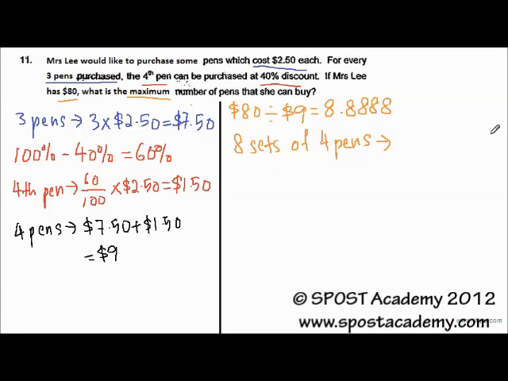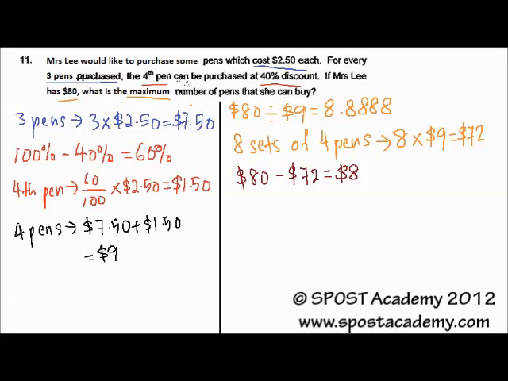So to pay for these 8 sets of 4 pens, she needs to pay an amount of 8 times every set, which is $9, and that gives us $72. So since Mrs. Lee has $80, there's a remaining amount once she paid for these 8 sets of 4 pens, and the remaining amount would be $80 minus $72, which will give us $8.